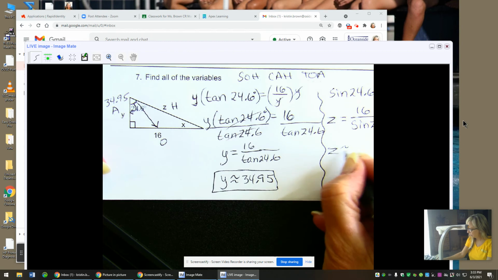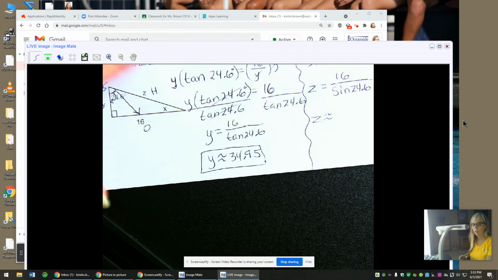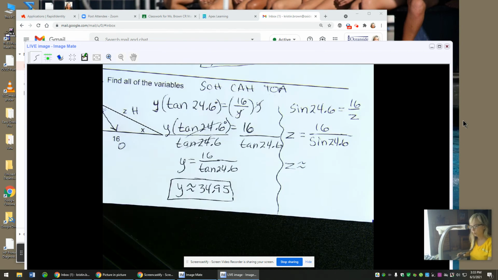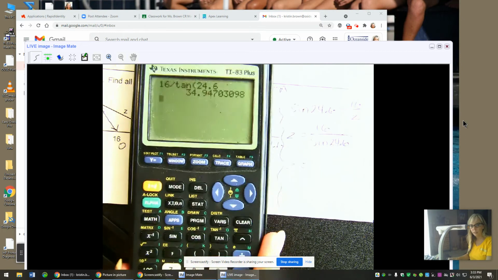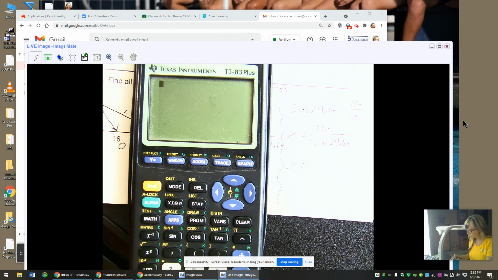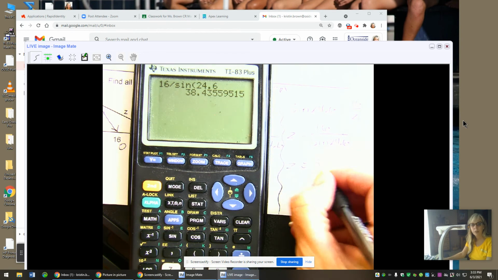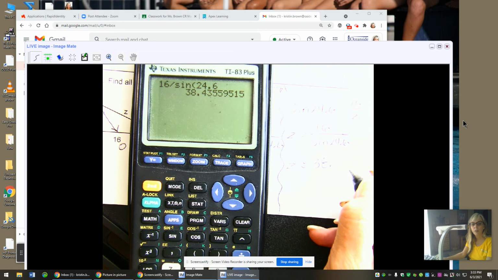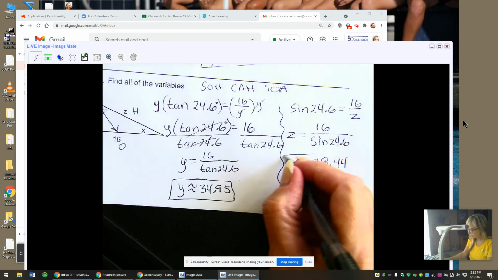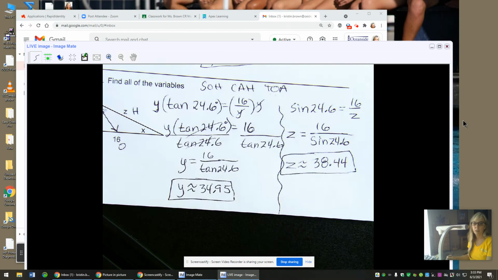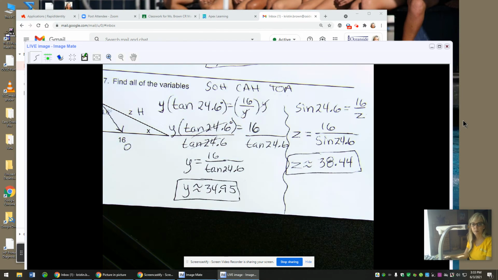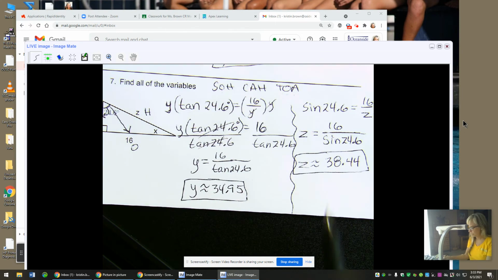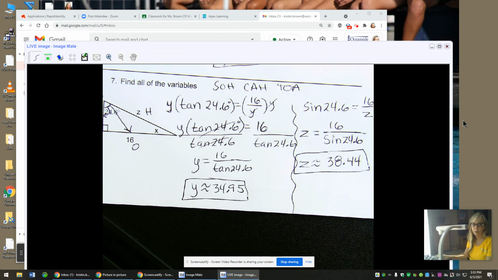And we'll put that in the calculator to get an estimate. Oops, ran right off the board. All right, here we go. So we have 16 divided by sine of 24.6, and we get an estimate of 38.44 when we round it. Okay, we have exact and estimates there, but I think they're going to ask you for the estimate, but you should know both.